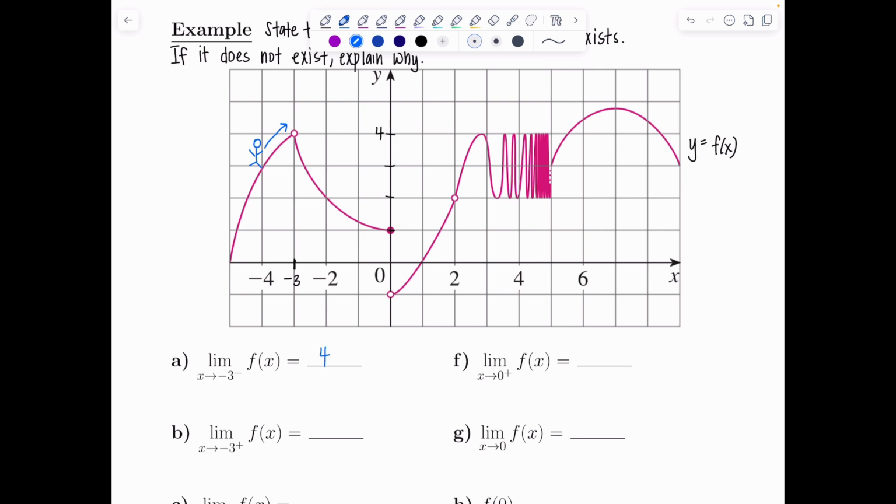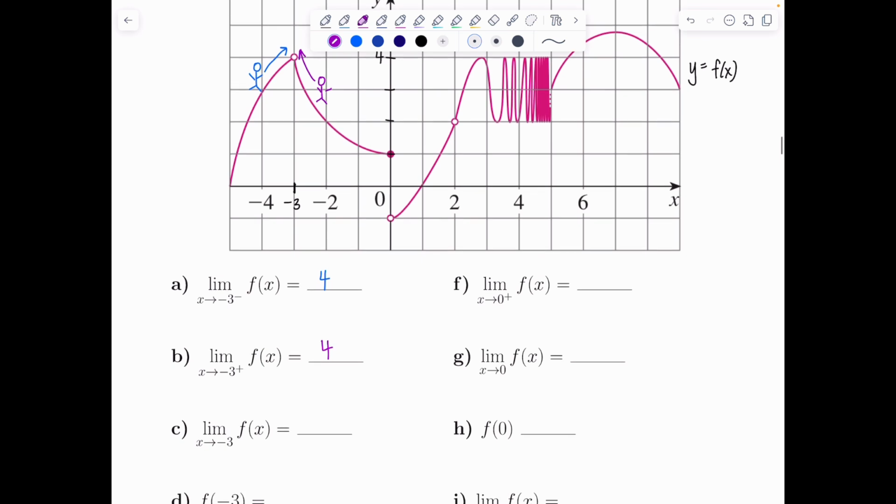Okay, what about from the other side, negative 3 from the right? So now we're walking on the graph from this side. Where are we going? What y value are we approaching? We're approaching 4. Okay, perfect.